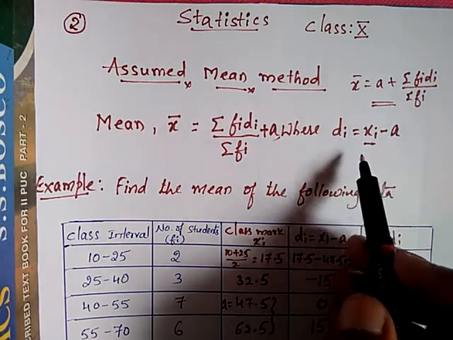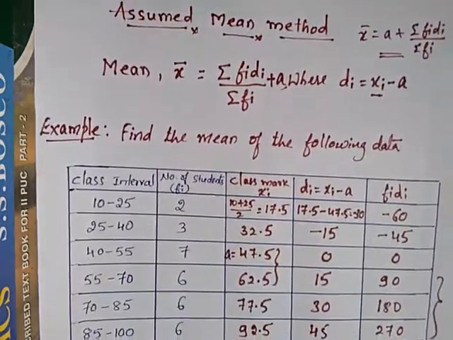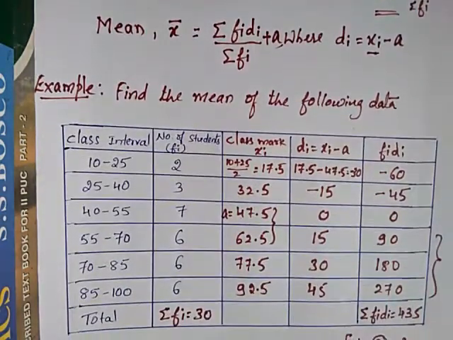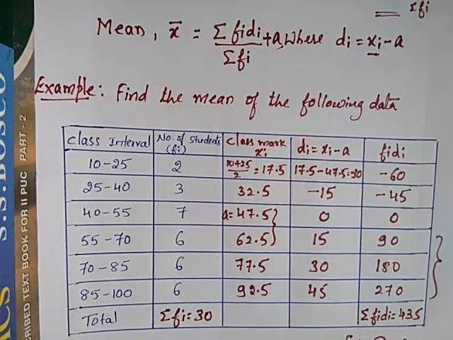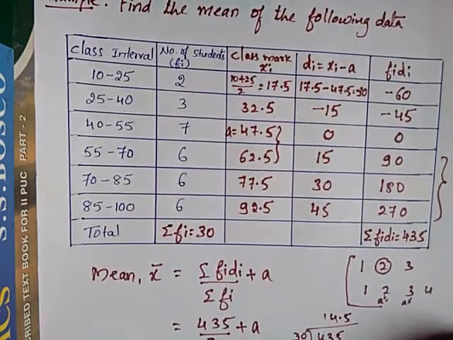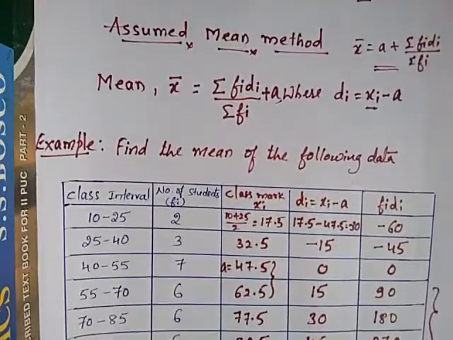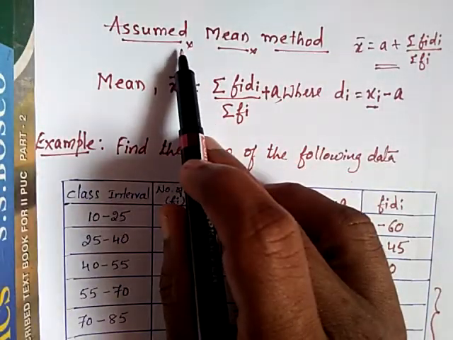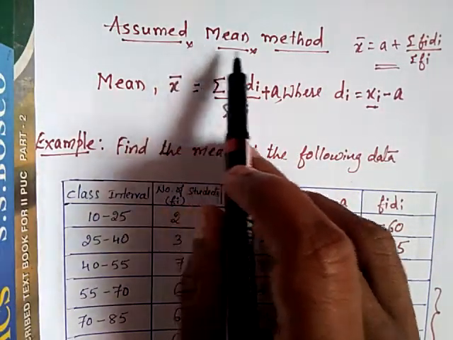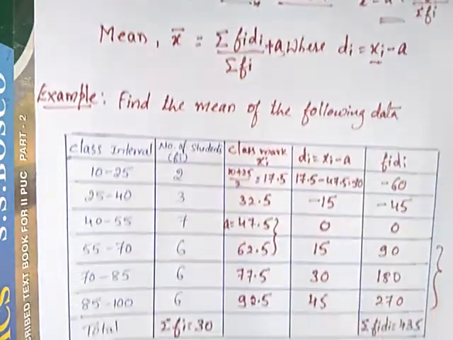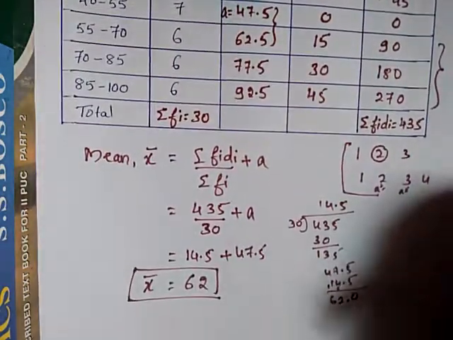So I hope you understood how to find a when an odd number and when an even number of class marks are given. This is how we find the mean by the assumed mean method, and we can also call this assumed mean method the shortcut method. So you got the mean as 62.